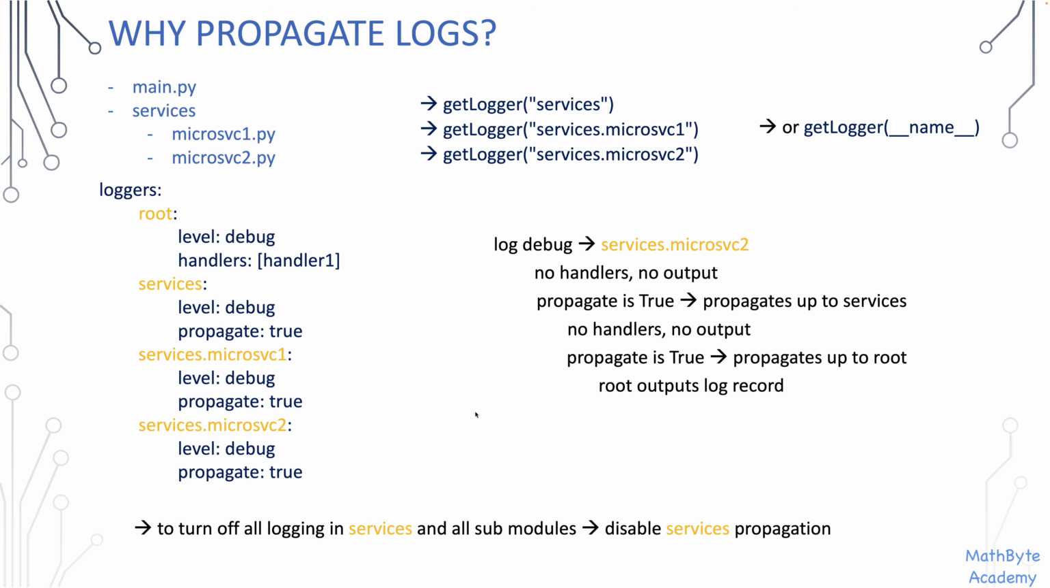Now, what happens if I want to turn off all logging in services and submodules of services? Well, all I need to do is set my propagation to false. So if I send a debug to microservice 2, it's going to handle it. There are no handlers, so no output, but it propagates up to services, and services has no handlers, so it's not going to emit anything, but its propagate is now false. That's it. You've essentially quashed sending out a log record. It is not going to get sent to the root. So just using configuration, you can change how things are getting logged.